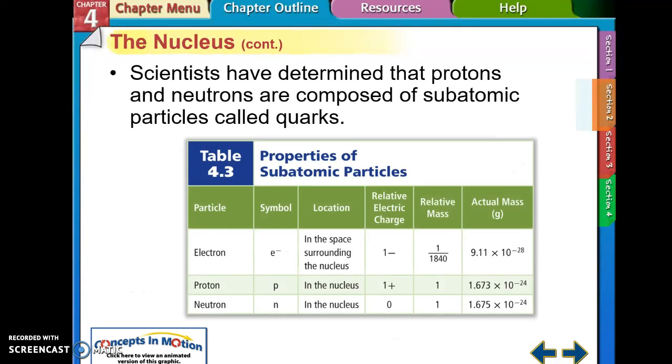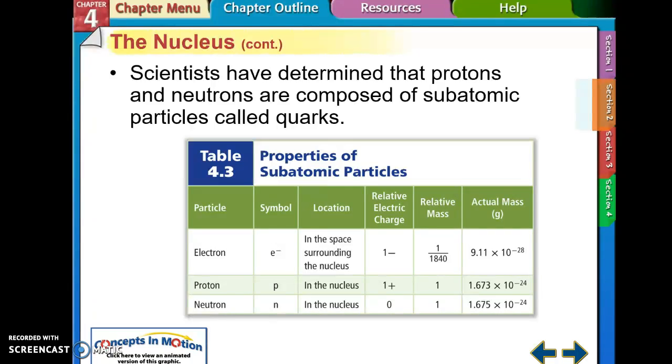So, we know that protons and neutrons can be further broken down into something called quarks. If you go on to study chemistry in college or physics in college, that will be important. For purposes of this class, we're going to go with protons, neutrons, and electrons as our subatomic particles. So if you look at this chart, you can see where they are, what our symbol is going to be for each of them, and their relative charge.